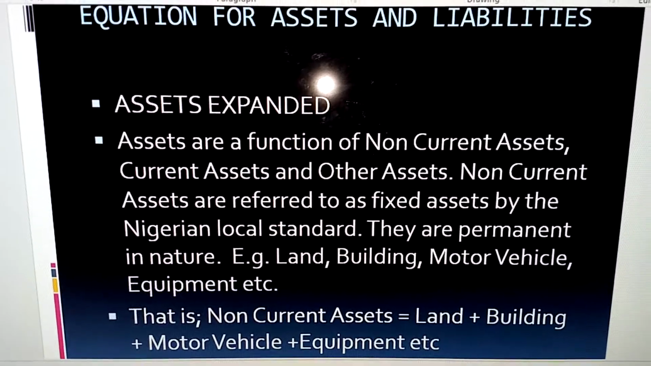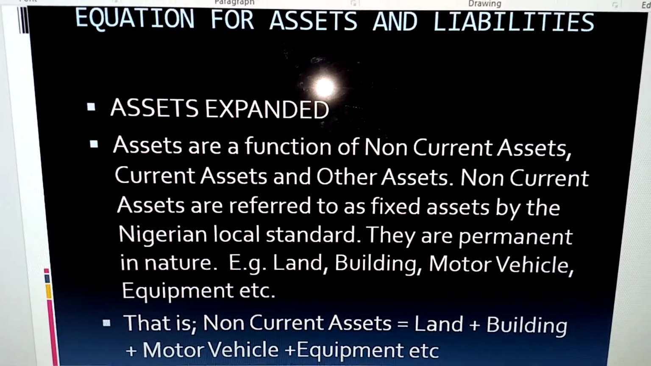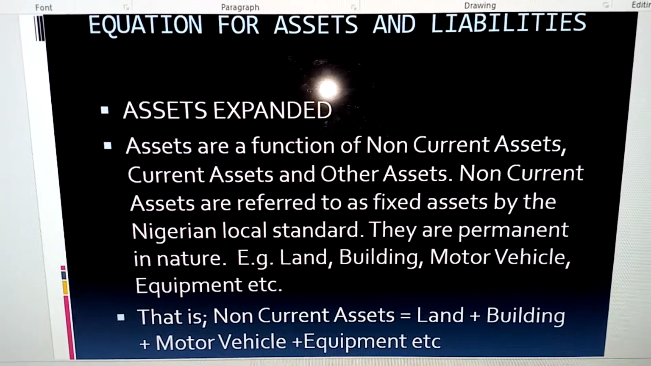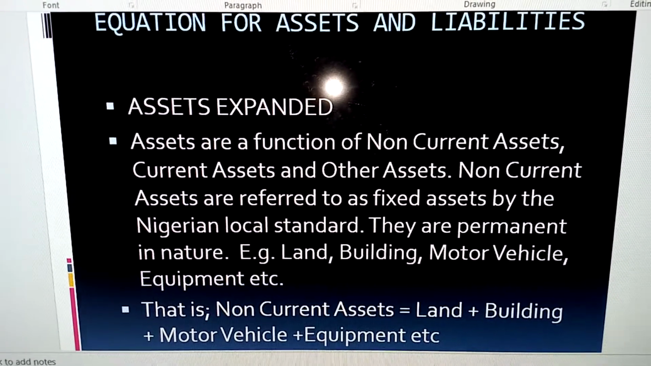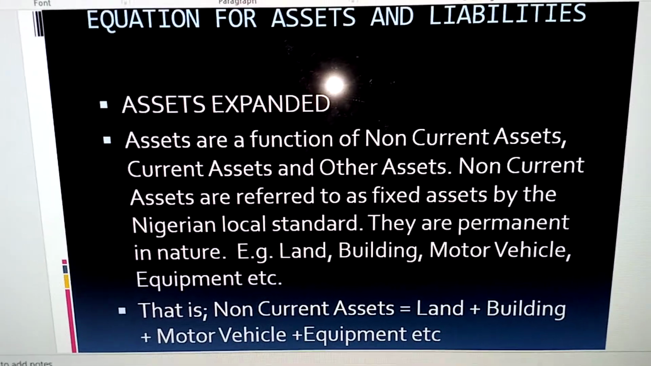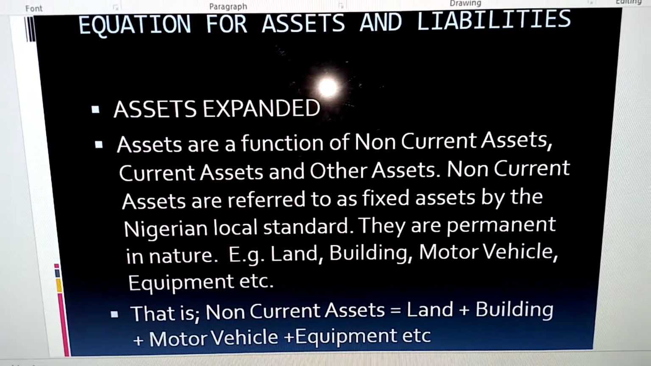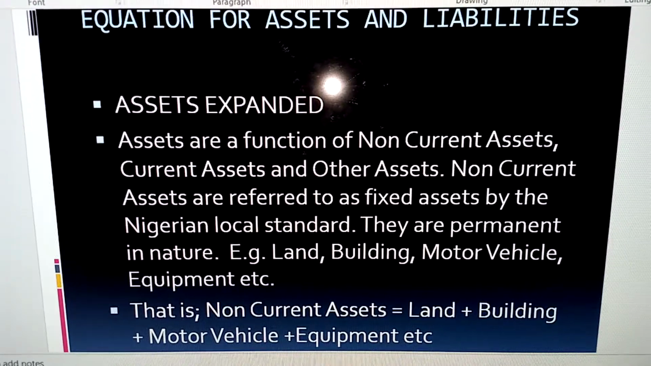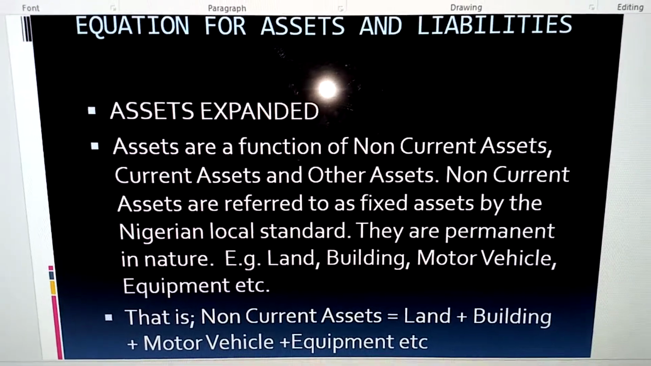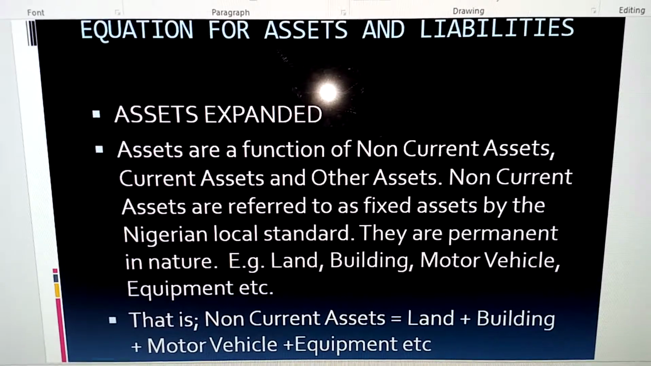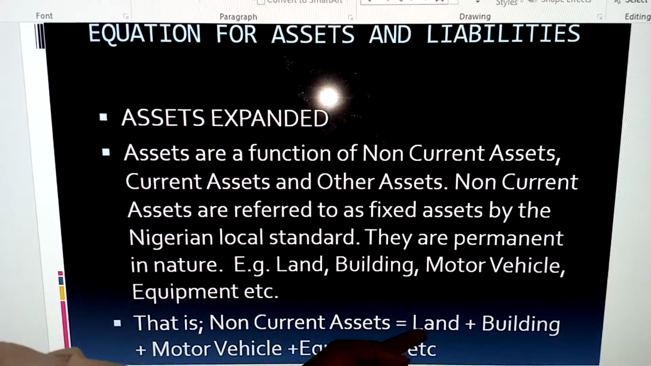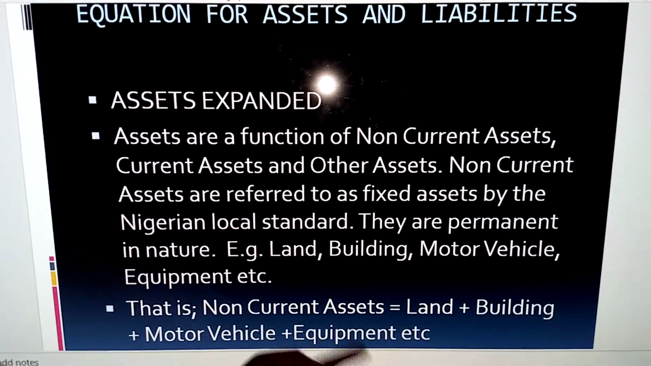Our asset is a function of non-current assets, which we also call fixed assets by our local standard here in Nigeria. And then we have current assets and other assets. Non-current assets are, as I already said, called fixed assets. Examples, you have land, building, motor vehicle, equipment. So if the business has items like this, a combination of all of them is what we call non-current assets. So we can formulate an accounting equation for non-current asset as land, building, motor vehicle, equipment, and so on.